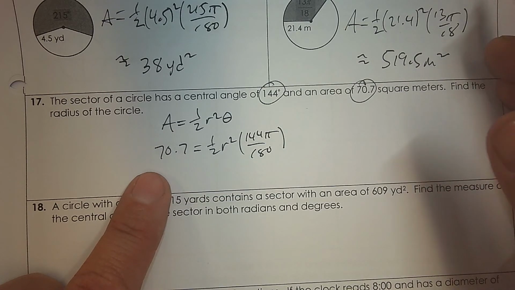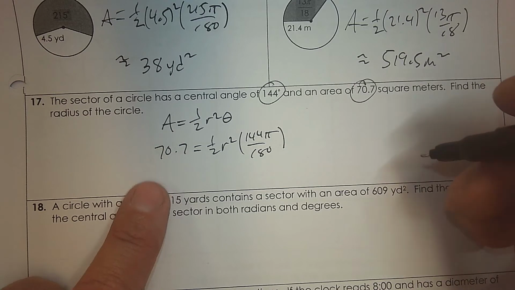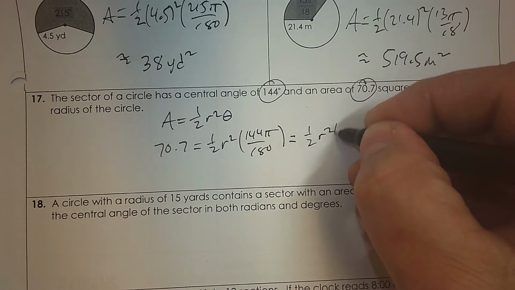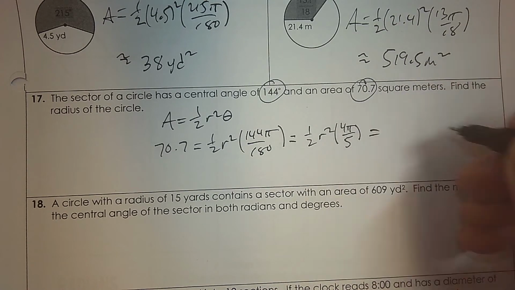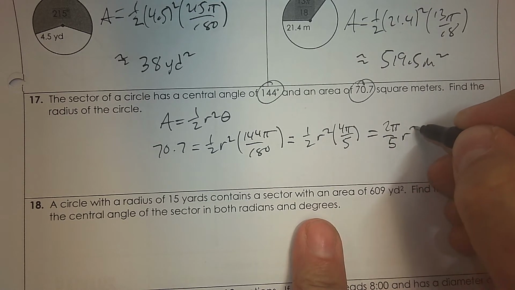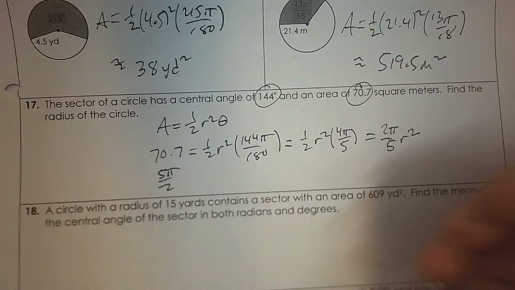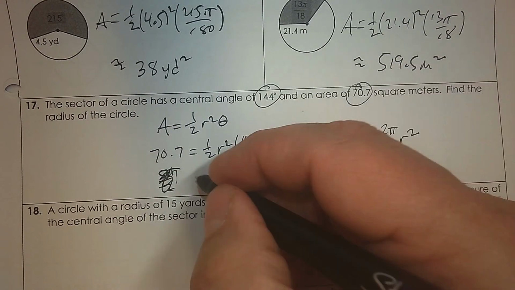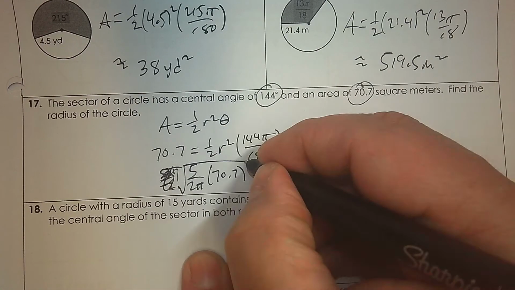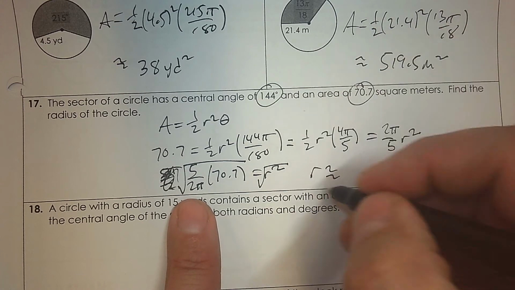So just go one step at a time. We can combine these together and simplify it down. So 144 over 180, to make it a little bit easier, is 4 pi over 5. Then 1/2 and 4 pi, 2 goes into 4 twice, so it's really 2 pi over 5. Now we're going to do the reciprocal to get r squared by itself. The reciprocal is 5 over 2 pi times the 70.7. And then the last step is we're going to take the square root of that to get r by itself. So that's what you're going to type in the calculator, and you should get 7.5 meters.